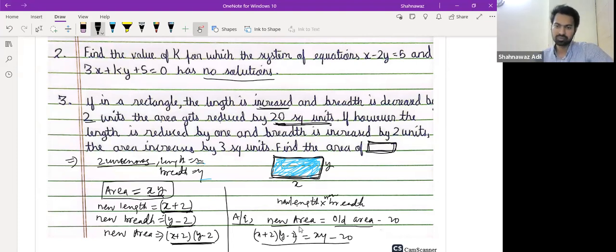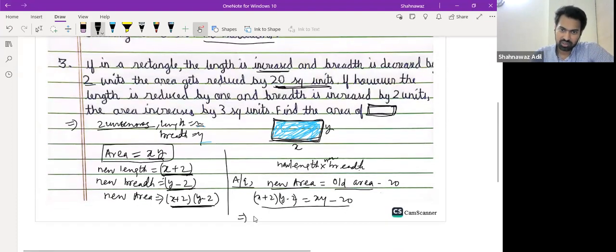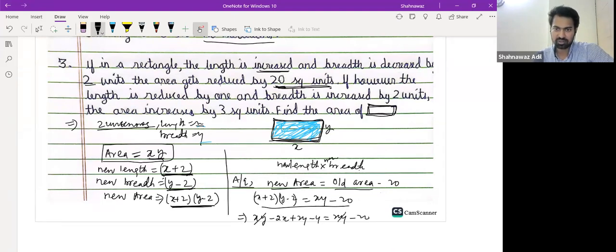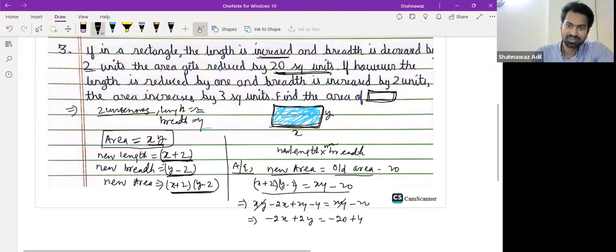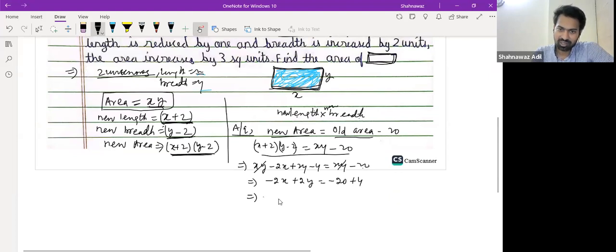Understood? Yes, sir. So we have to solve this. How much would we get? This is XY and this is X into minus 2, so minus 2X, plus 2Y, minus 4, equals XY minus 20. So XY cancels, right? Yes, sir. And this is minus 2X plus 2Y, and minus 20 plus 4. So this is minus 16.